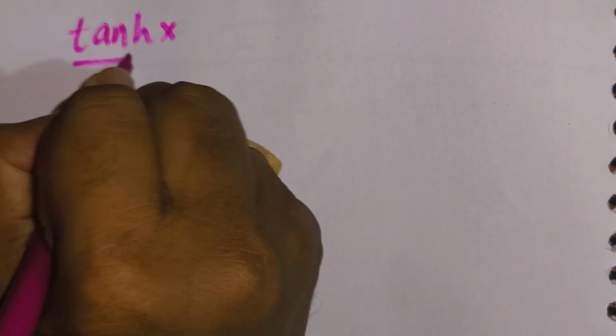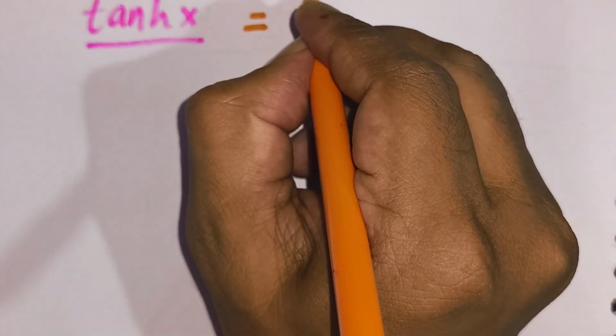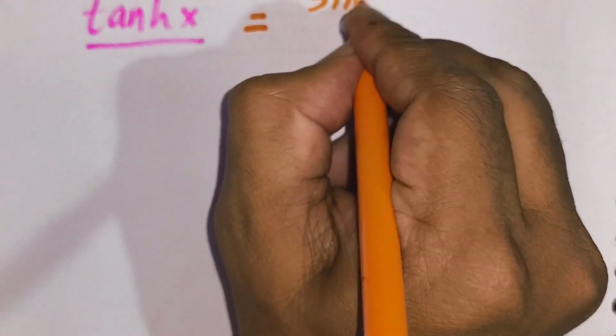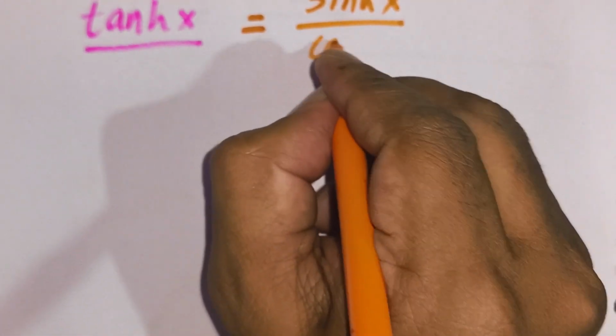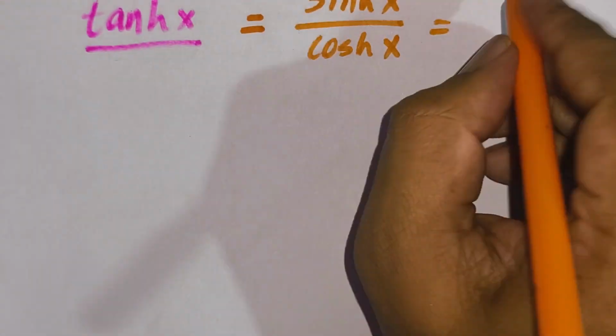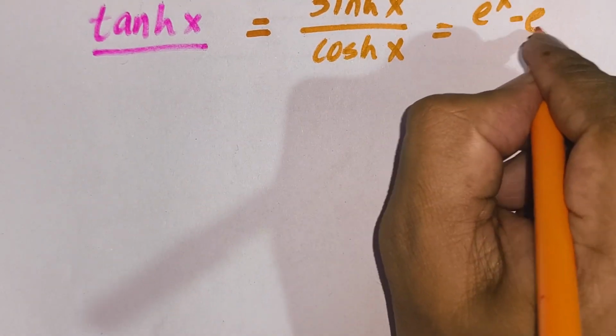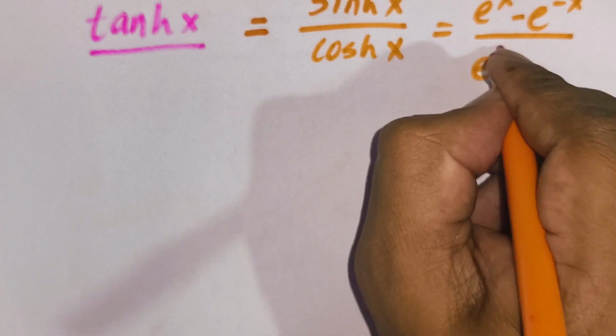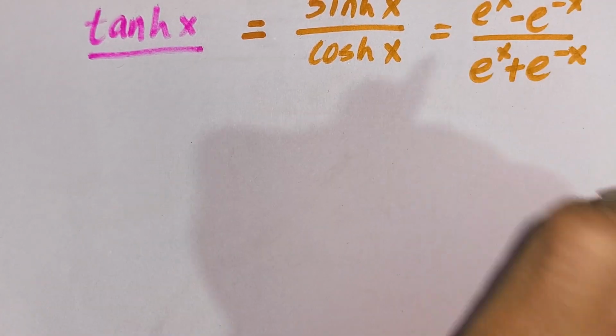We are left with the last two hyperbolic functions, hyperbolic tan and its reciprocal, hyperbolic cotangent. So hyperbolic tangent is hyperbolic sine by hyperbolic cosine, or we have e to the power x minus e to the power minus x by e to the power x plus e to the power minus x.